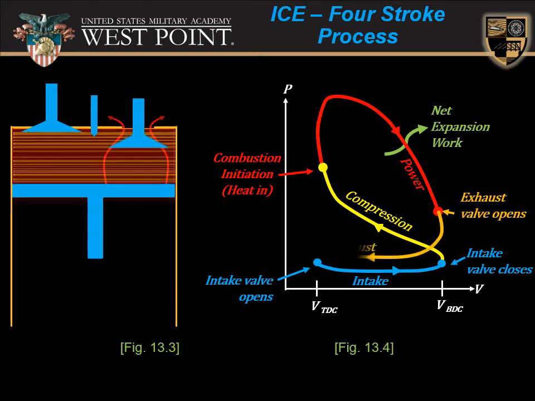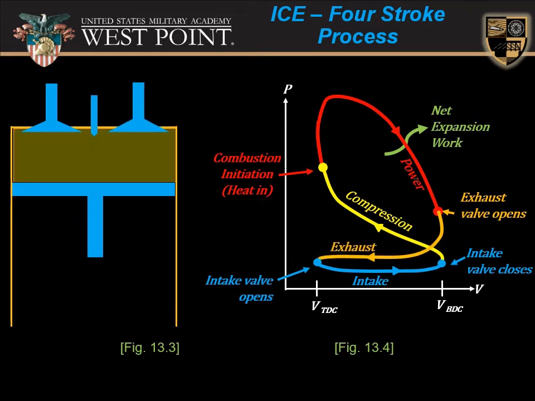Finally, the exhaust valve opens and the piston moves back up, exhausting all those byproducts of combustion, and the exhaust valve closes. Then the cycle repeats itself. Now you'll notice that there is a difference in the pressure from the exhaust to the intake, and we account for that difference due to pumping losses.